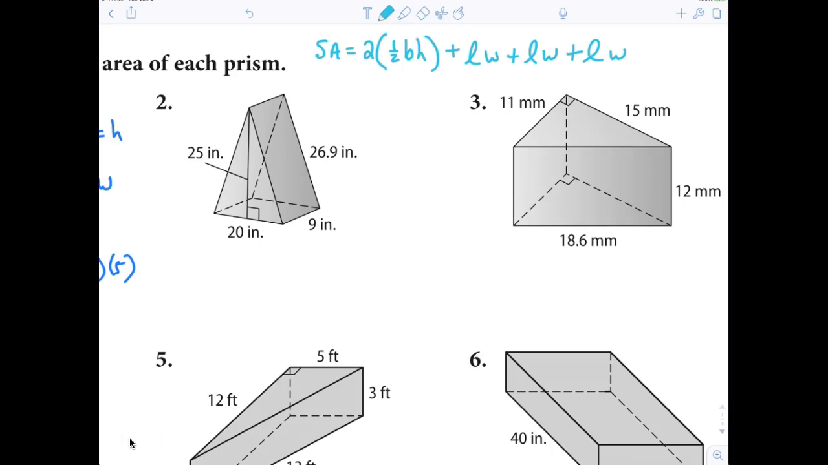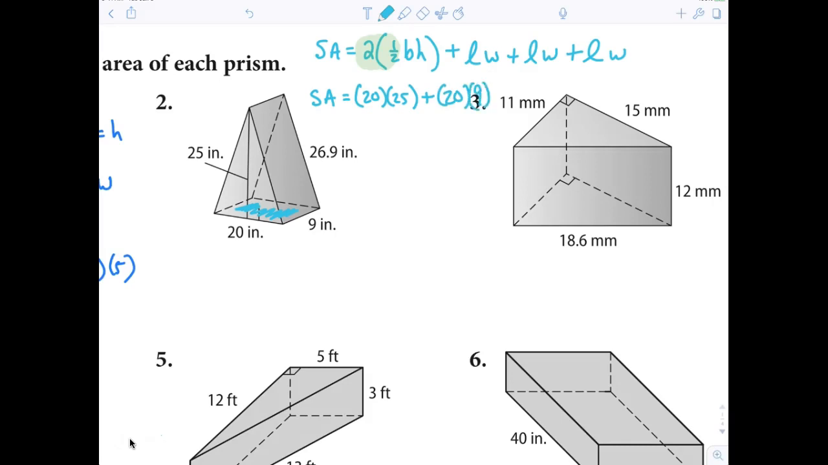So here, the 2 and the 1/2 can do what to each other? Cancel out. So here we go. The surface area is equal to, what's the base and height of the triangles? 20 and 25. So 20 times 25 plus. Now, let's do the bottom rectangle first. What are the dimensions of that bottom rectangle? 20 and 9.